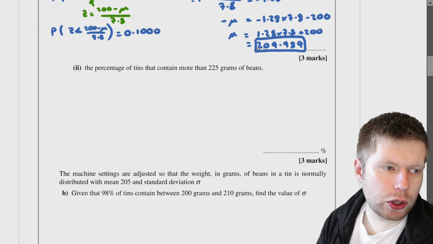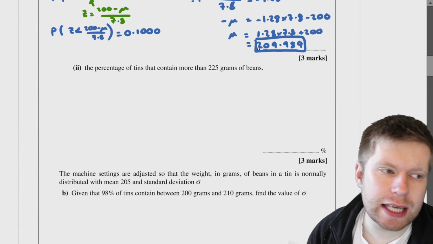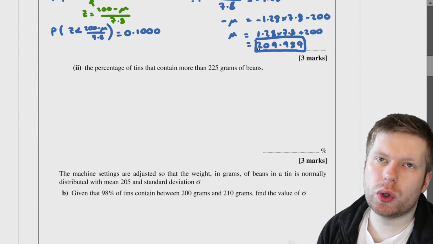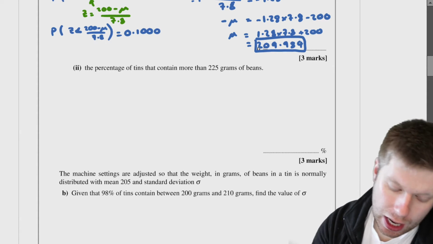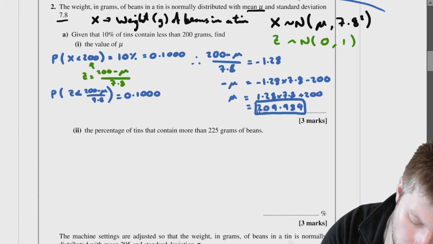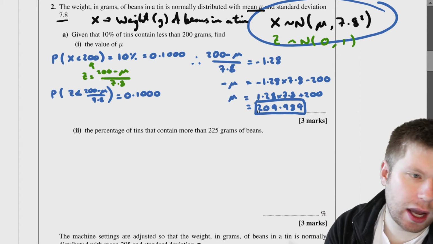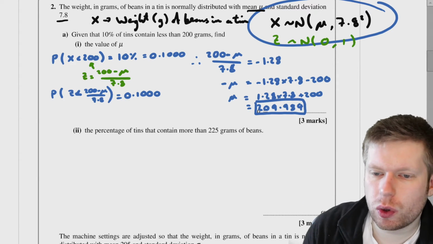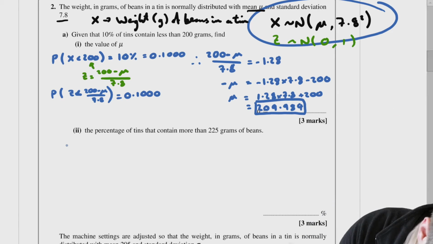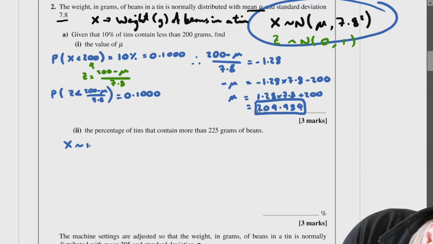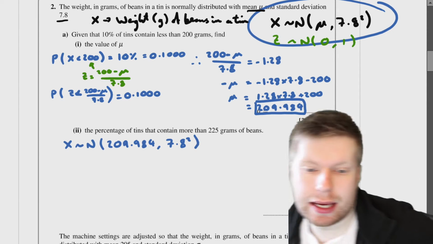Okay, so for part 2, I've been asked to find the percentage of tins which contain more than 225 grams of beans. Well, just remember that now I no longer have to work with this distribution because I actually know what the value of mu is. Okay, I worked it out in the last question. I found it's 209.984. So I now know, if I just want to write my distribution again, that x is distributed with 209.984 as the mean, and the standard deviation is 7.8, which means the variance is 7.8 squared, okay?